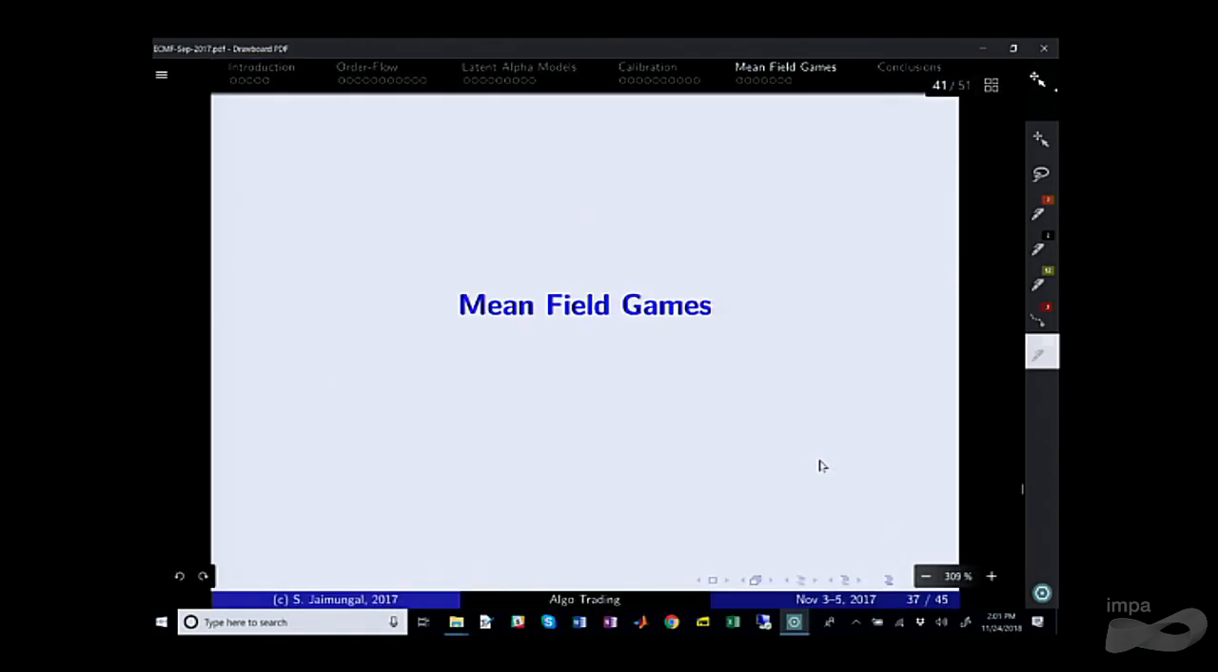Okay, mean field games. No, we're going to keep mean field games for tomorrow. For Monday's talk. Well, this is an analysis of a mean field game formulation. Let me say 2 minutes about it.